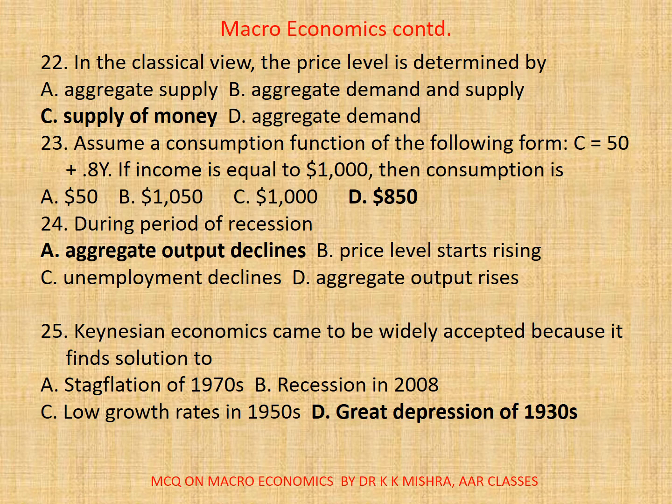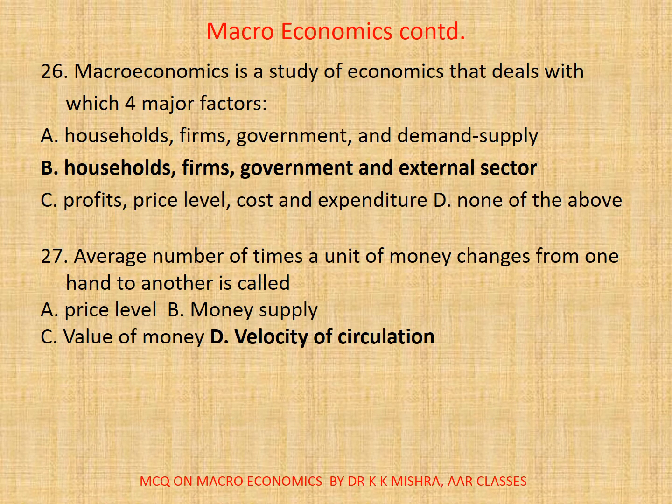25. Keynesian economics came to be widely accepted because it finds solution to A. Stagflation of 70s, B. Recession in 2008, C. Low growth rates in 50s, or D. Great Depression of 30s. Correct option is D. Great Depression of 30s.